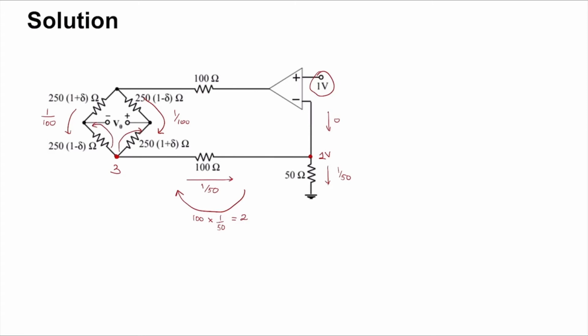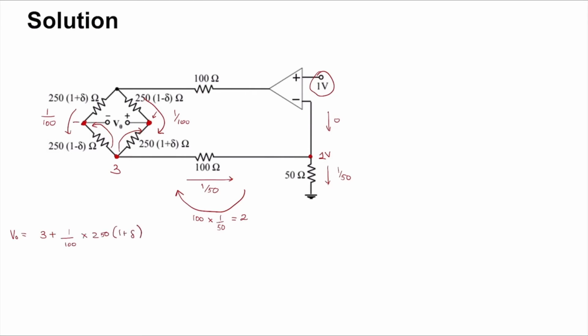which is the current into the resistance. So V naught is equal to the voltage on this node minus the voltage on this node. The voltage on this node is going to be 3 volts plus the drop on that resistor, which is 1 over 100 amps, the current, into the resistor value, 250 into 1 plus delta.